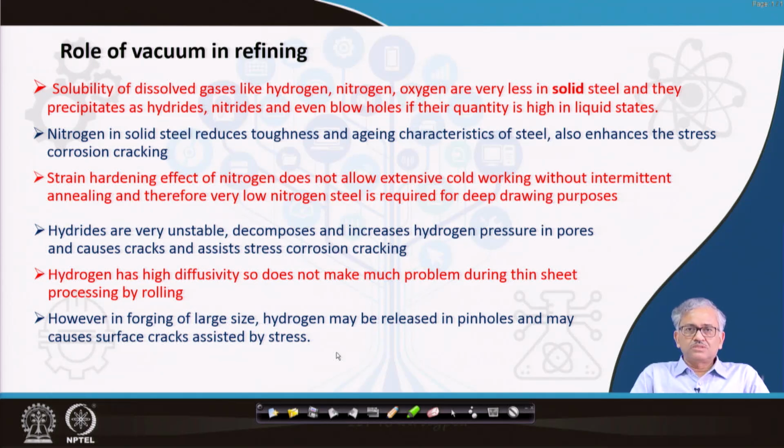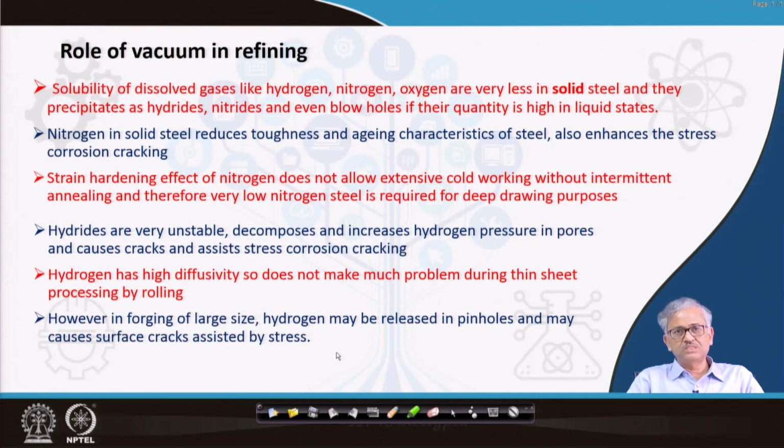Hydrogen, for example, causes surface airline cracks and stress corrosion cracking. Nitrogen also does the same thing, but nitrogen is more of a problem for deep drawing purposes. If you have nitrogen, you cannot use it. It is very well known that you cannot deep draw a steel where nitrogen is high. And oxygen, obviously, forms a lot of undesirable oxides. Oxygen can also form blowholes in the form of carbon monoxide, as I discussed in the last lectures. So those problems are there.